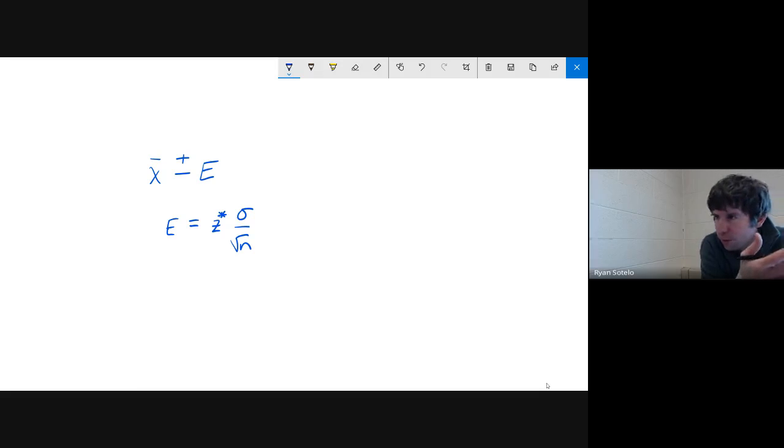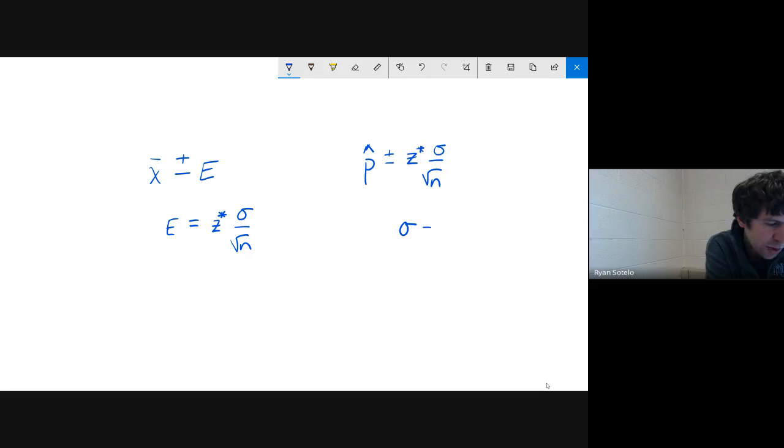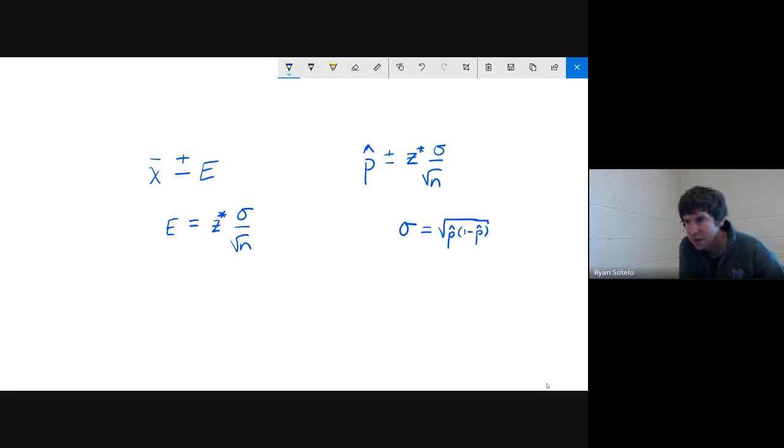Now we are working with proportions, so the middle of our mean value essentially is going to be our p hat, our proportion that we have. That's going to be our center of this interval. And we're going to add or subtract the margin of error, which in this case is the critical z-score still, times sigma over the square root of n, just like before. The difference being that for the sigma value, we are going to use the square root of the p-value times its complement. So you just use the p-value a bunch of times. Okay?